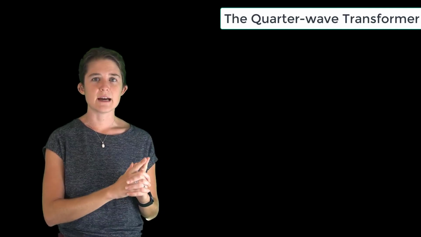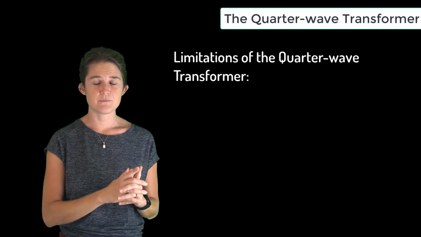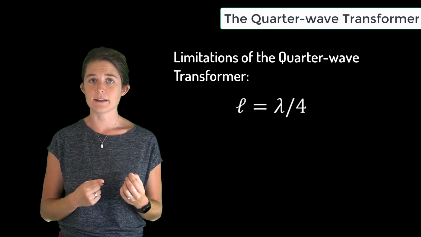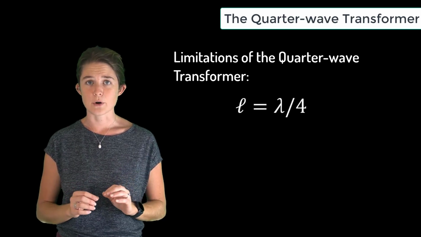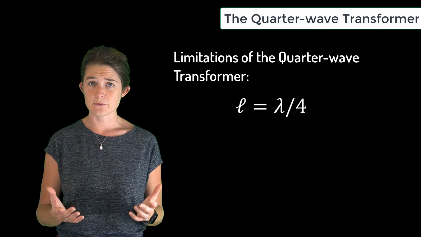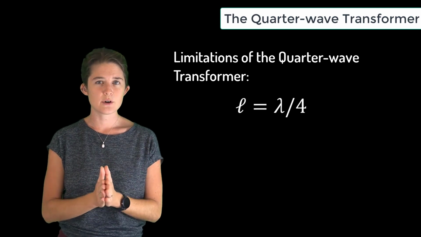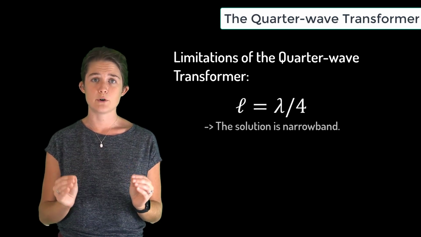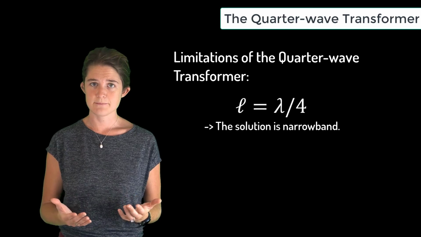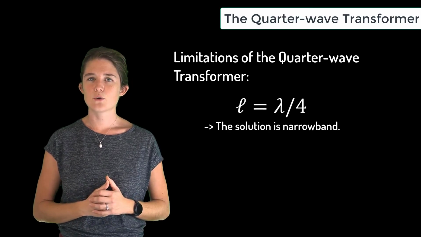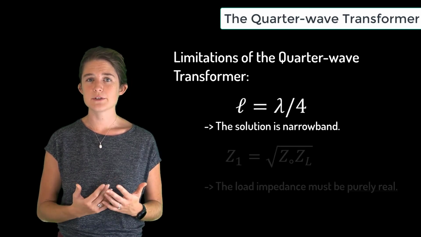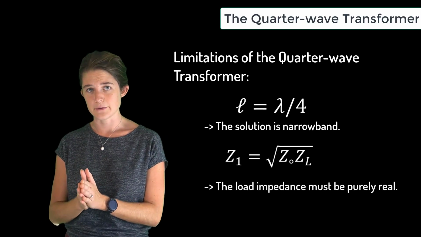This matching method has two fundamental limitations. The first is that the length of the added line segment must be lambda over 4, which can only be true at a single frequency. This means that the quarter wave transformer network is not appropriate to achieve broadband matching. The second is that a quarter wave transformer can only be used to match purely real loads.